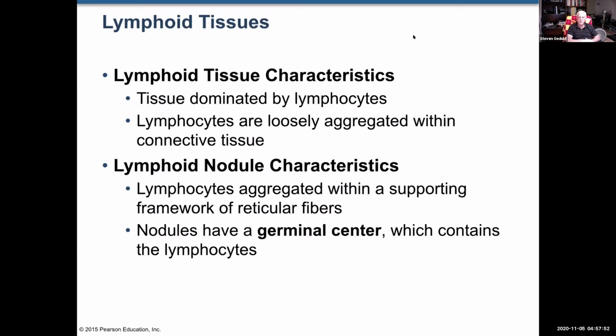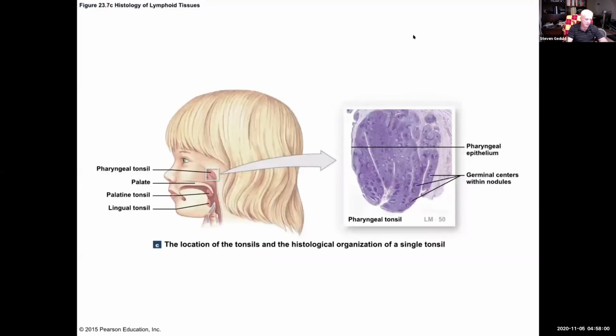Okay? Their supporting network of reticular fibers, and these nodules have what's called a germinal center. And this germinal center inside the nodule contains your lymphocytes. Okay? So you have your pharyngeal tonsil, and you have your palatine tonsils, and your lingual tonsils. Those tonsils are all lymphocytes. What the lymphocytes do is bond to and attack and store in those areas antigens and foreign bodies.